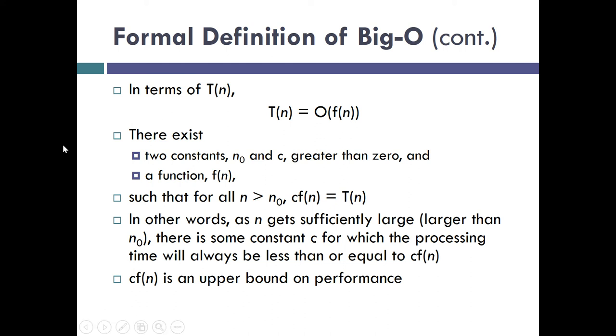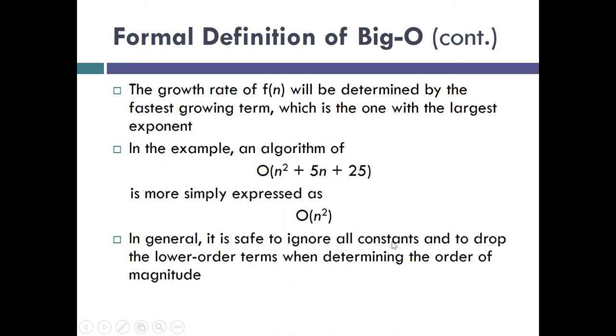And basically it says once your input size gets to a sufficient height that's bigger than n naught, then T of n is sufficiently dominated by this function. In other words, once we get to a good input size, there's going to be some constant such that we can say we're never going to do worse than this.